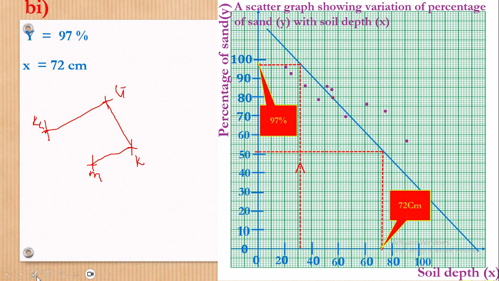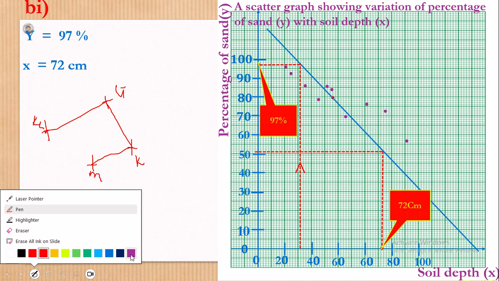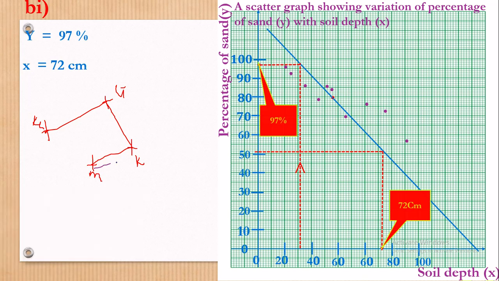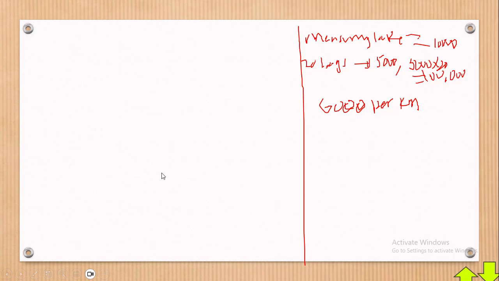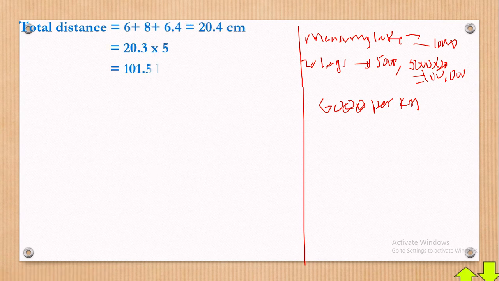So they want the journey, because we want to calculate the amount of fuel she used. We want this journey: from here up to there you add, from here up to here you add, from here up to here you add. But remember, this one had 6, this one had 8, this one had 6.4. So you're adding 6 plus 8 plus 6.4, that will be in centimeters. Then you multiply by 5, which takes it back to kilometers. Total distance is equal to 6 plus 8 plus 6.4, and we have 20.4 centimeters. Then multiply by 5 to convert to kilometers.